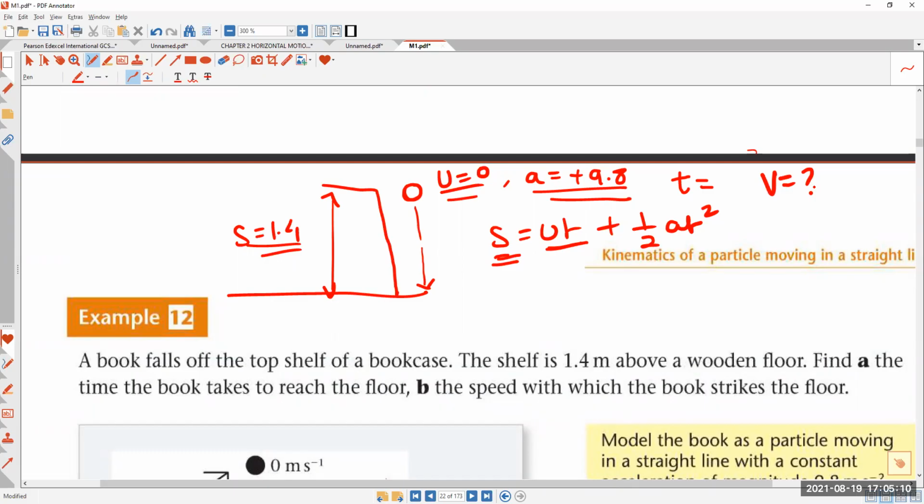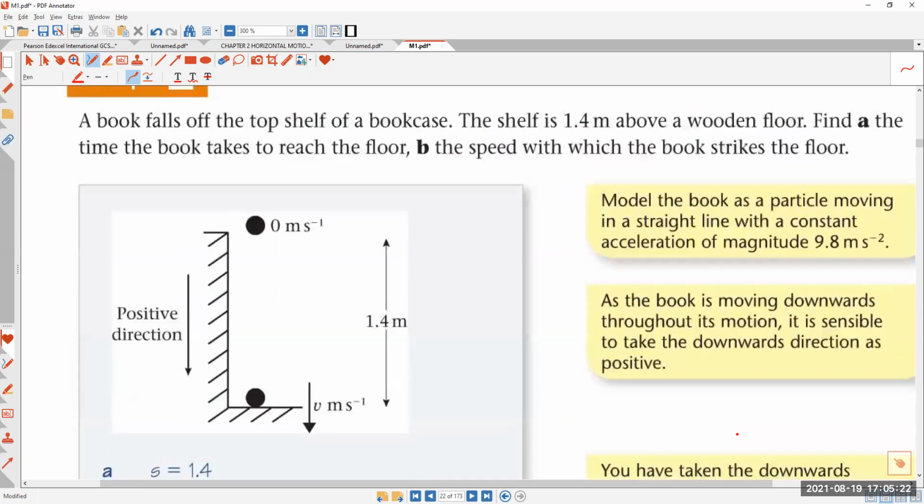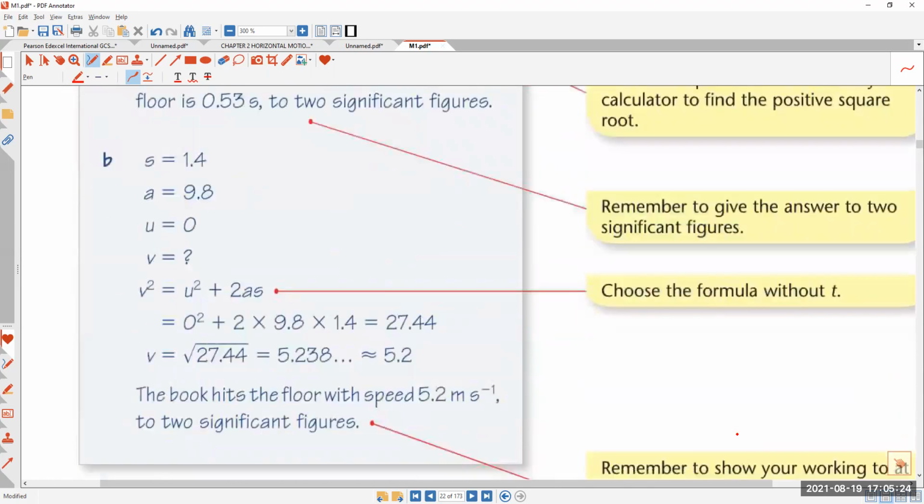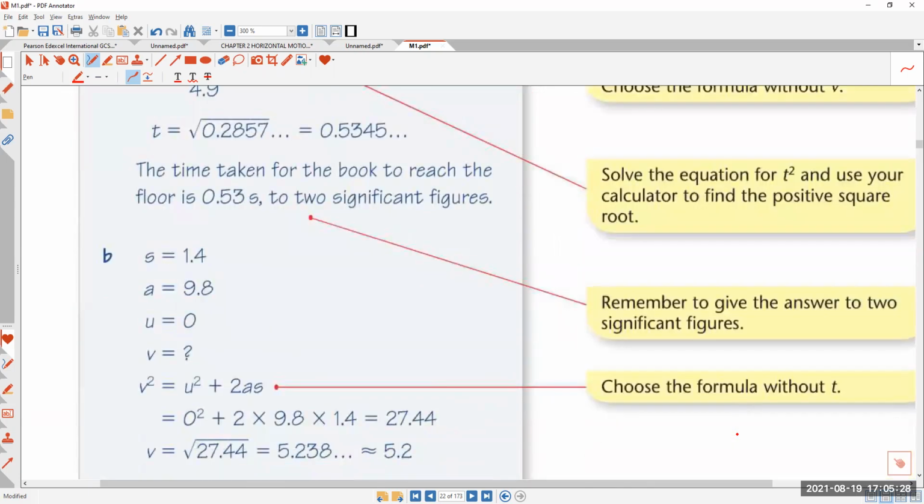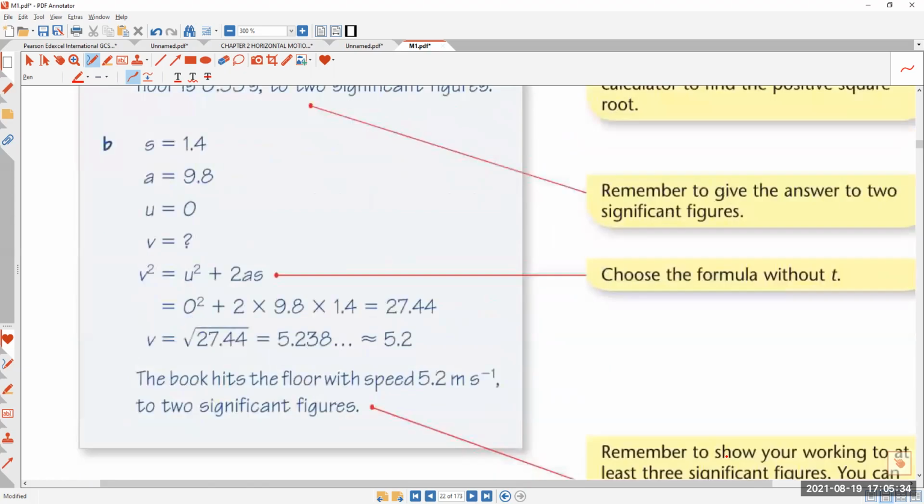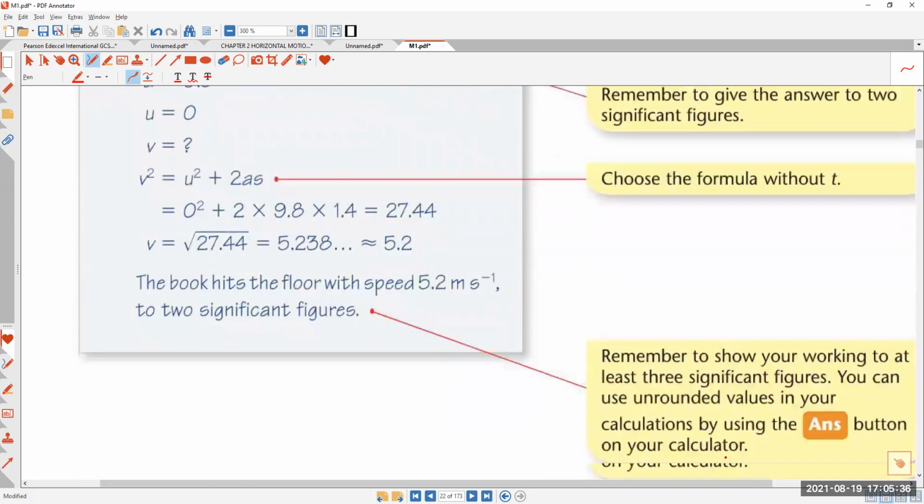To be honest, you can use any formula you want. S equals ut plus, sorry, s equals vt minus half at square. v square is equal to u square plus 2as. Any formula you use, you will get the answer. Clear? Okay then. Let's go to the next one. So which formula for this one? v square is equal to u square plus 2as. That's what they did. You can use v is equal to u plus at as well. Any one of them can be used. Okay. So you guys try this.